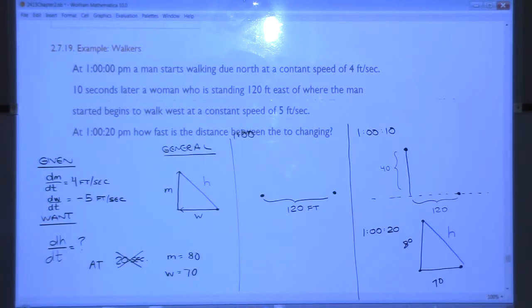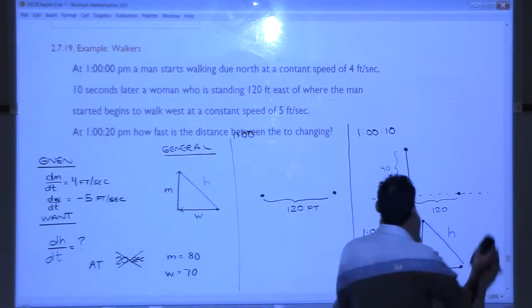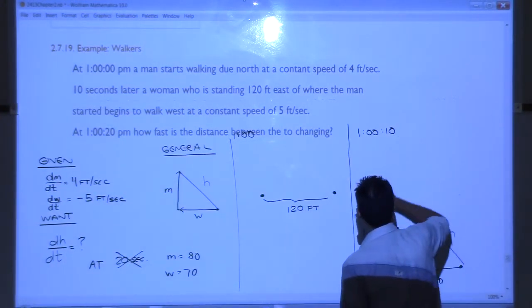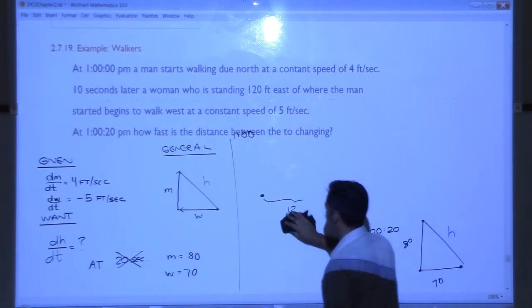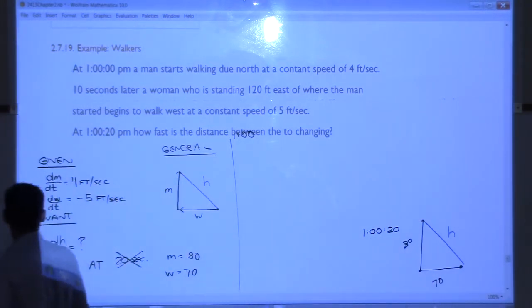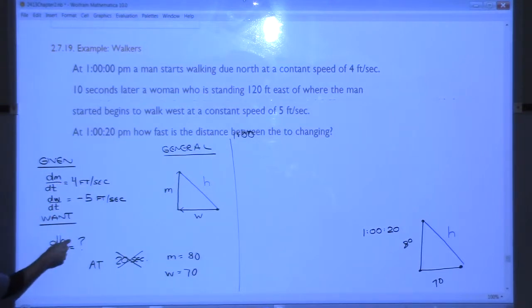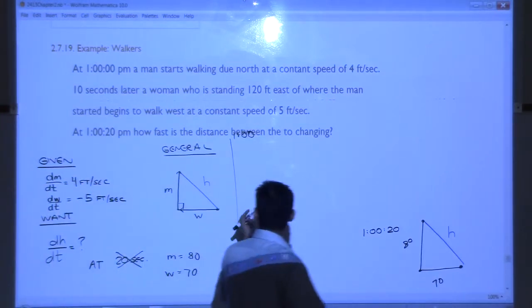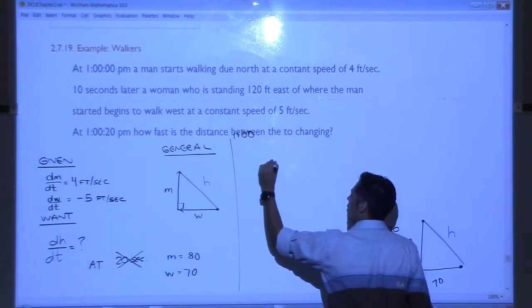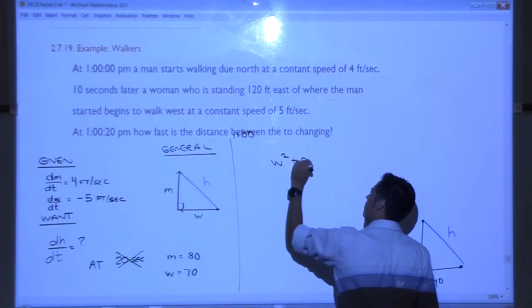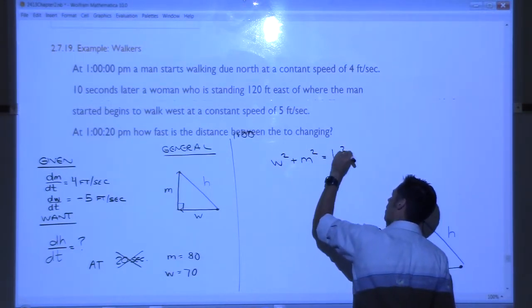All right, it's equation time. This is a nice equation. I hope it's nice for you. You need to relate what variables together? All of them. M, W, and H. All of them have to be related. Pythagorean. Look, this is a right triangle, right? A squared plus B squared is C squared. So there's no law of cosines or anything here. Just W squared plus M squared equals H squared. That's our equation.